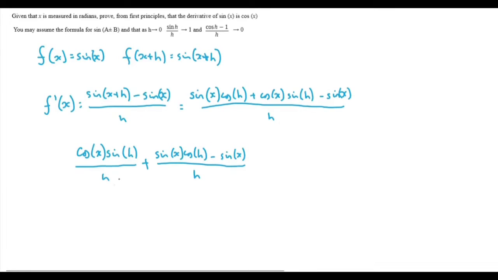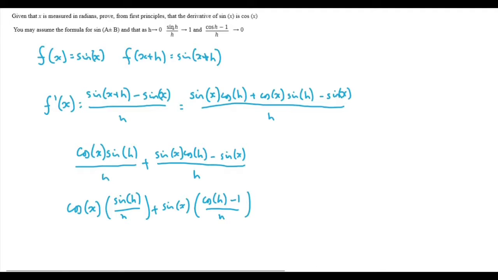At this point, we can actually break them down even further. If we were to factorize out each of the x terms from each of the fractions, leaving you with fractions just in terms of h. So you end up with this cos x factorized out of your sine h over h, and this is added to sine x factorized out of cos h, and then if you took out sine x, that just leaves us with minus 1 up here over h.